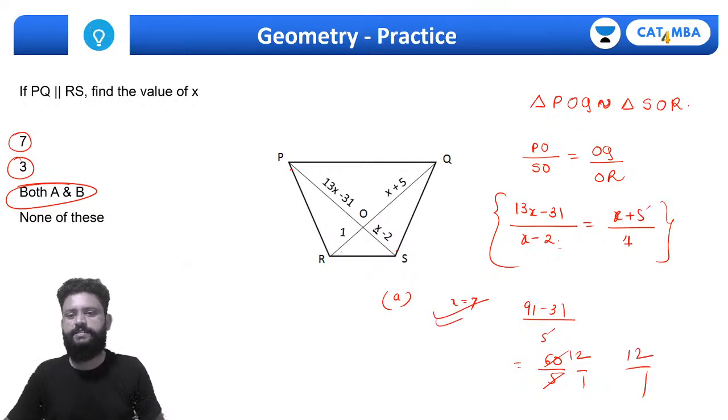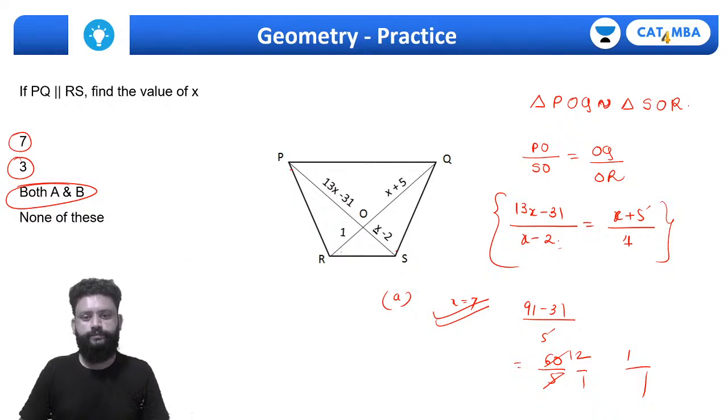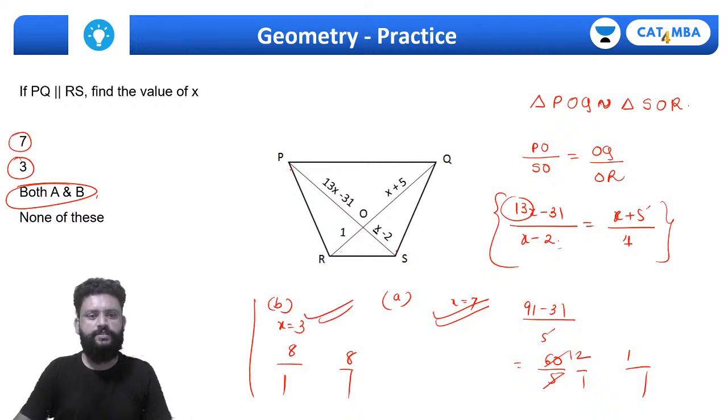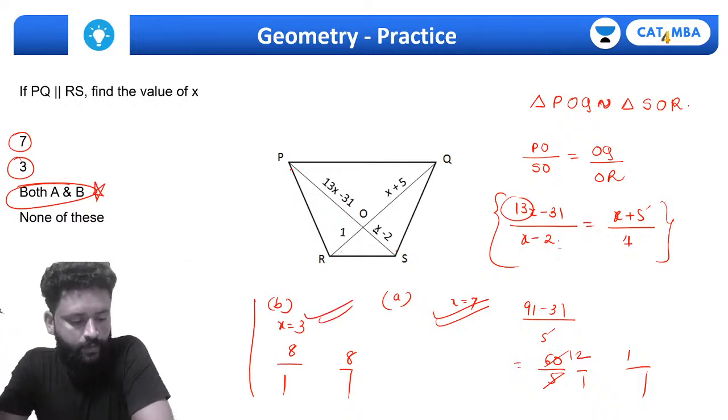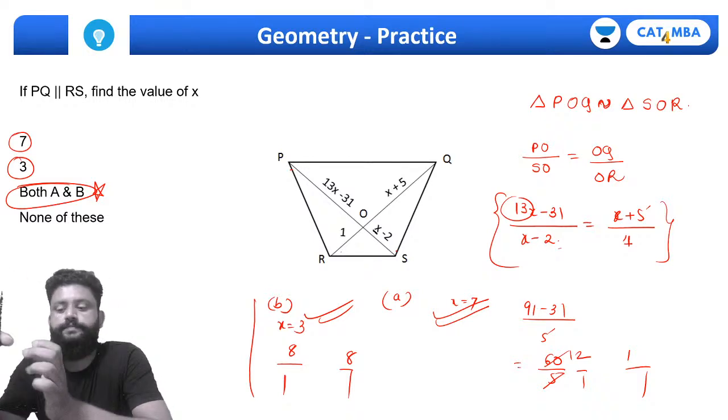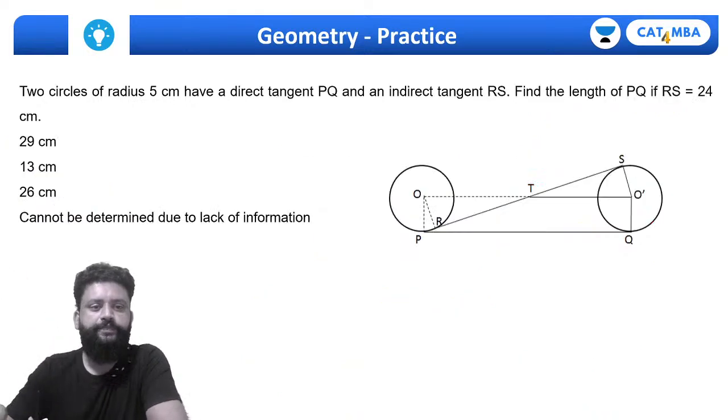So that's right, 7 is okay, and if we put x as 3, even if we take answer option B and x equal to 3, 13 3s are 39 minus 31, this will come 8 upon 1, and this will be 3 plus 5, 8 upon 1. So this will also do. Answer is both A and B. Right? That's an easy one.